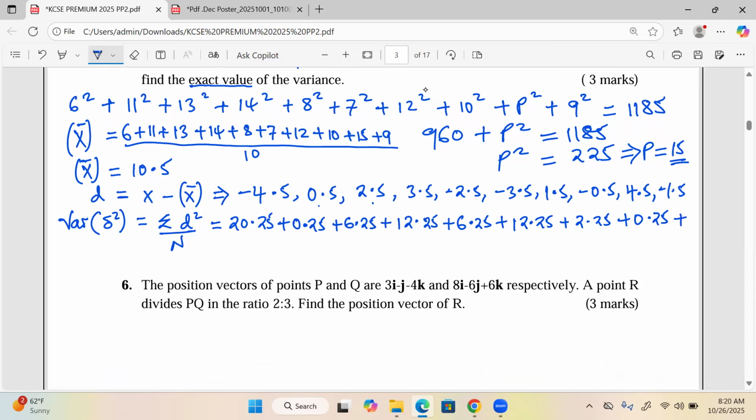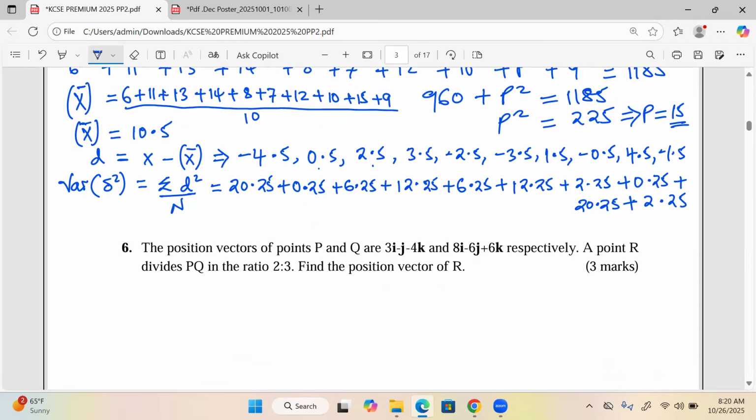Then 4.5 should also be squared, giving us 20.25. Then there is 1.5 squared to give us 2.25. So it's like I've squared all of them. Now we'll be dividing everything by 10.